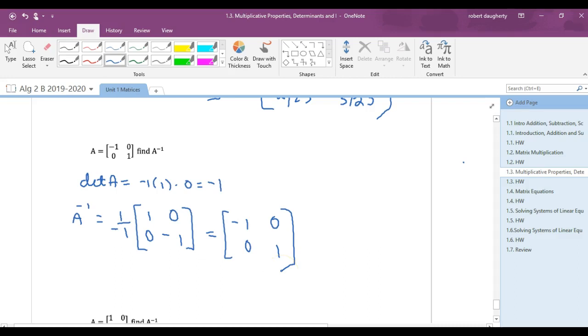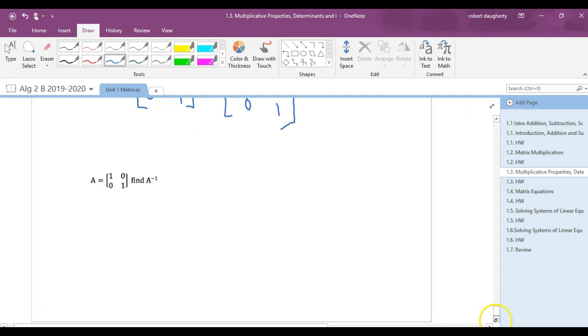What does that mean? This matrix and its inverse are what? The same, okay? So this matrix and its inverse are the same. When I multiply those two matrices, what should I get? You multiply a matrix and its inverse, what do you get back? All ones on the diagonal, zeros everywhere else, okay?